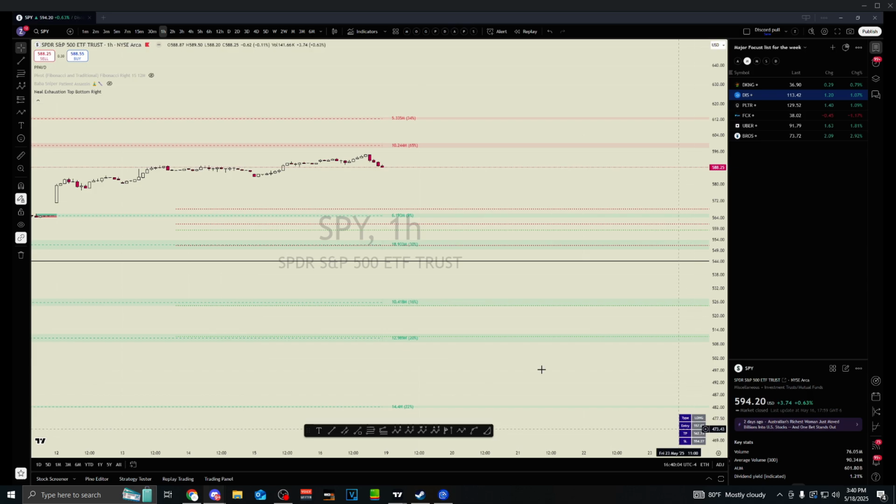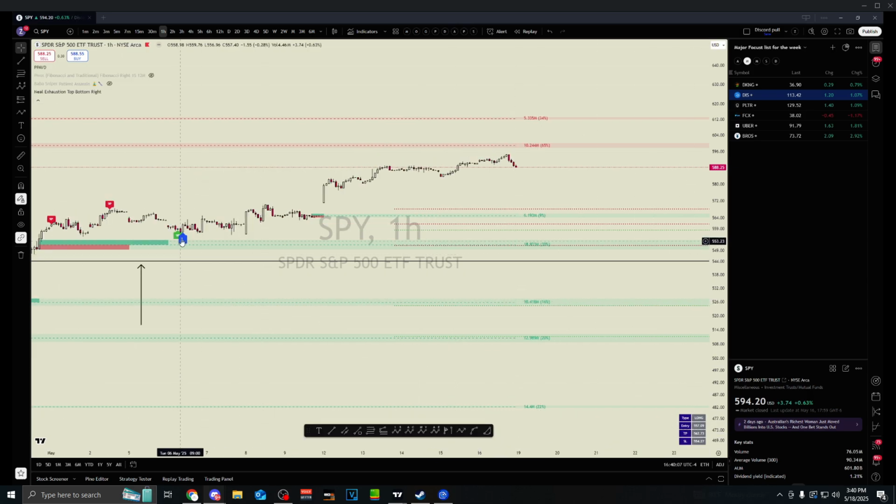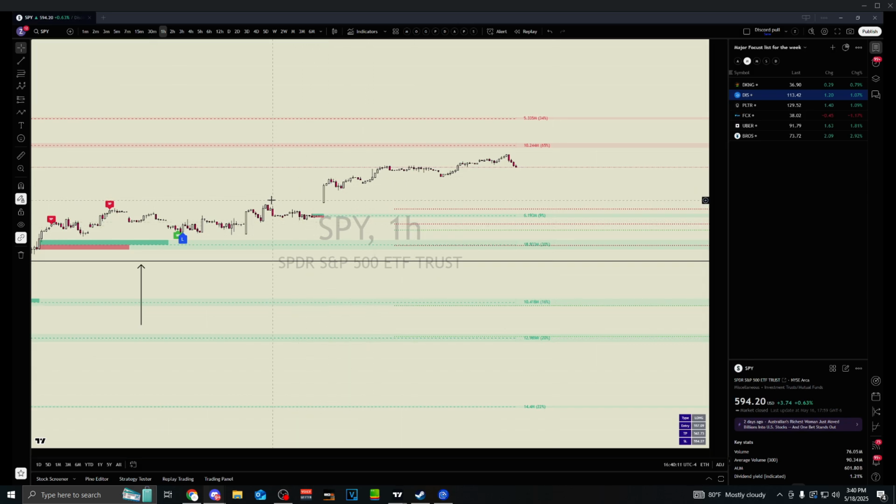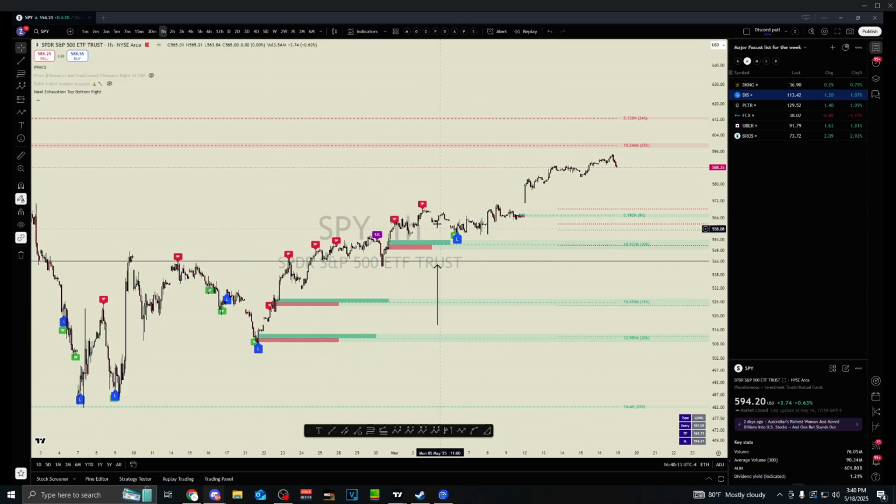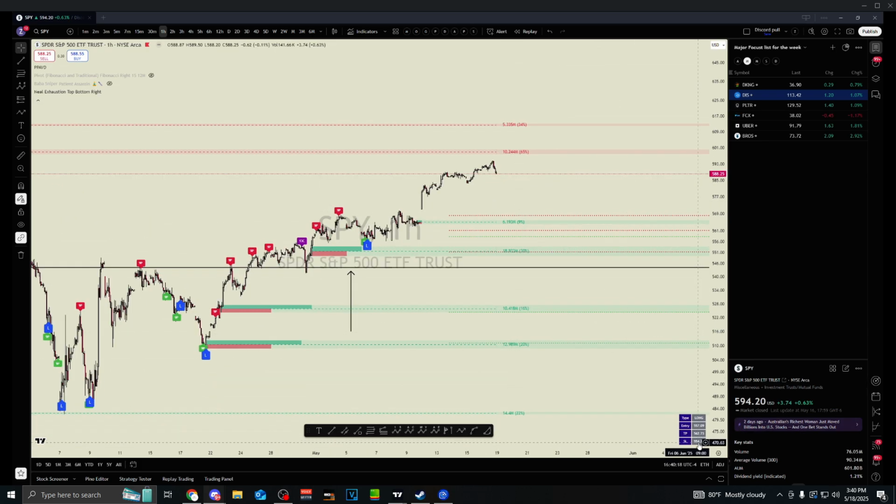If you take a look at it, it entered long over here on 557. It was targeting 562 over here, so it did that. And then the stop loss was 554.